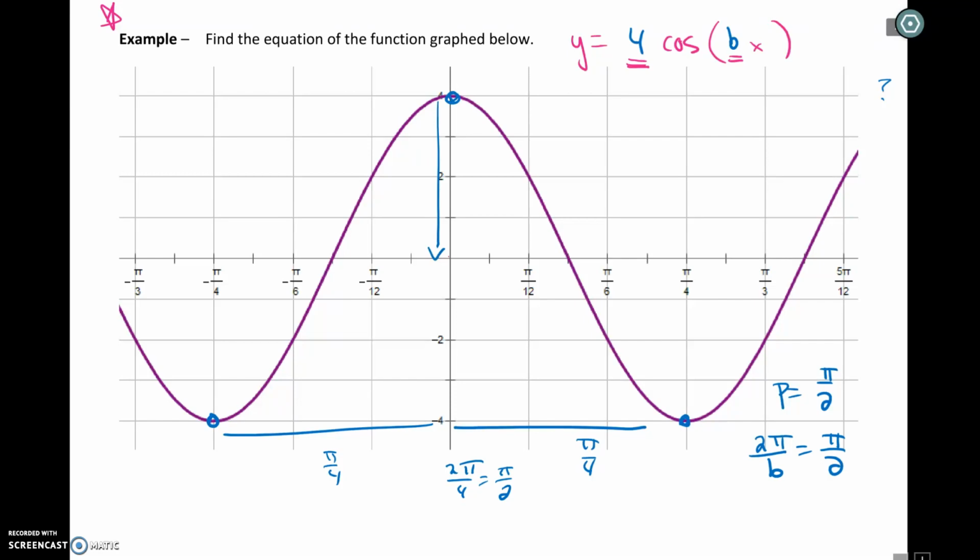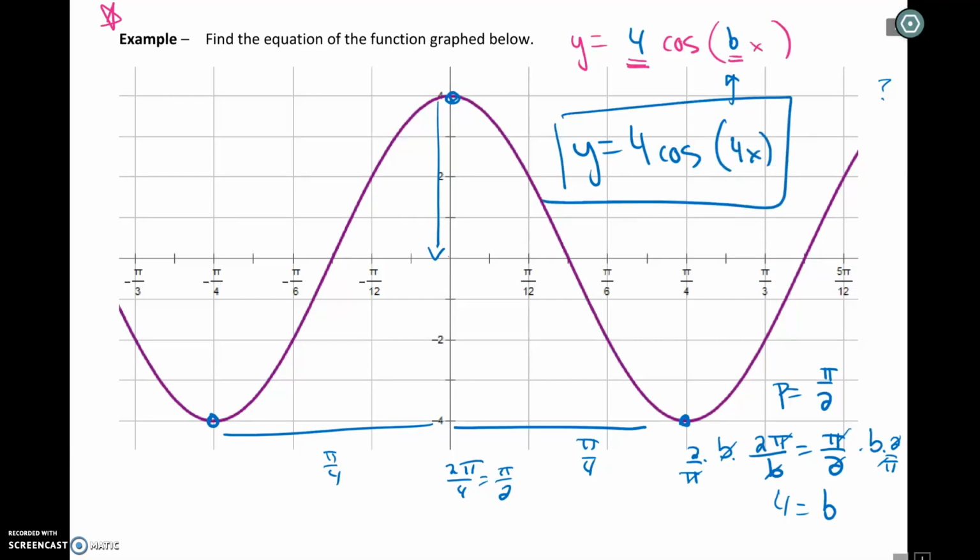So if you solve this equation for b, you get the number that needs to go right there. Okay? I'm going to multiply by b, and I'm going to multiply by 2 over pi. B's cancel, 2's cancel, pi's cancel. So b is equal to 4. There we go. So my equation is y equals 4 cosine of 4x. So find the period, find the amplitude, use the period to find that b value. Okay?